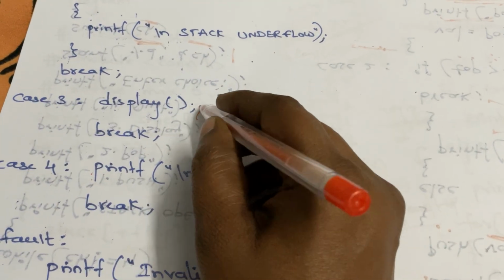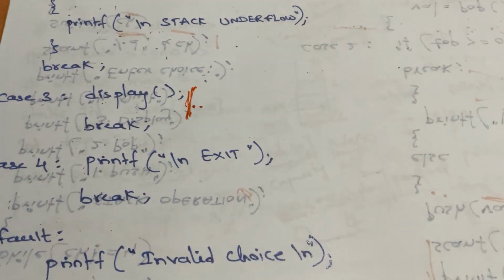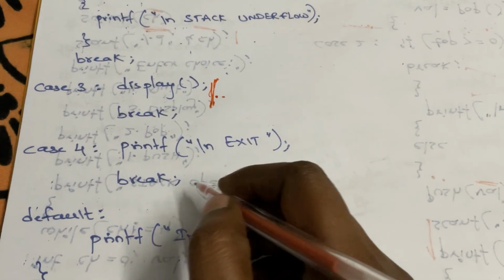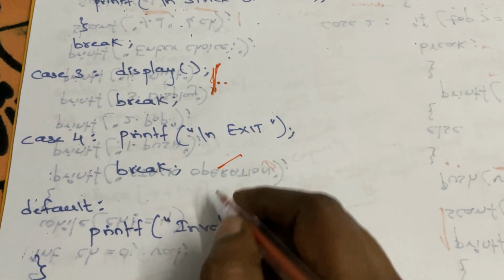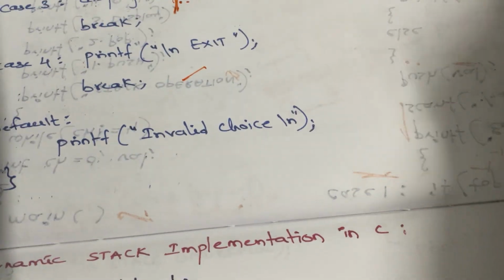What is my third case? Display. What is display? I just print all the elements the stack contains. So case 4, printf exit, break. Now what is the display function? We wrote it somewhere else, right?